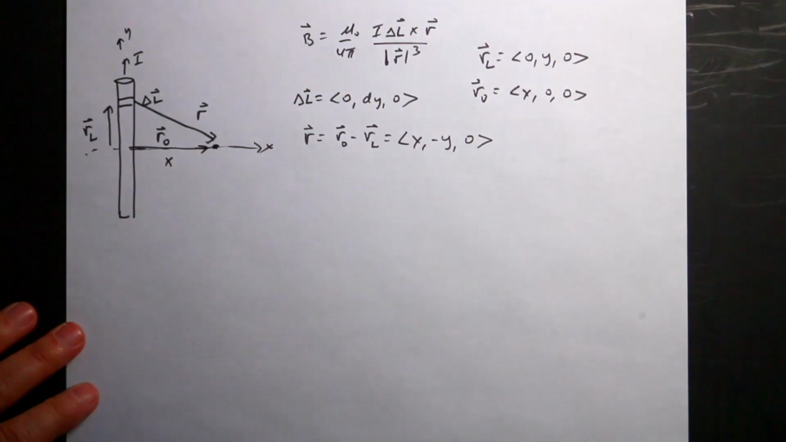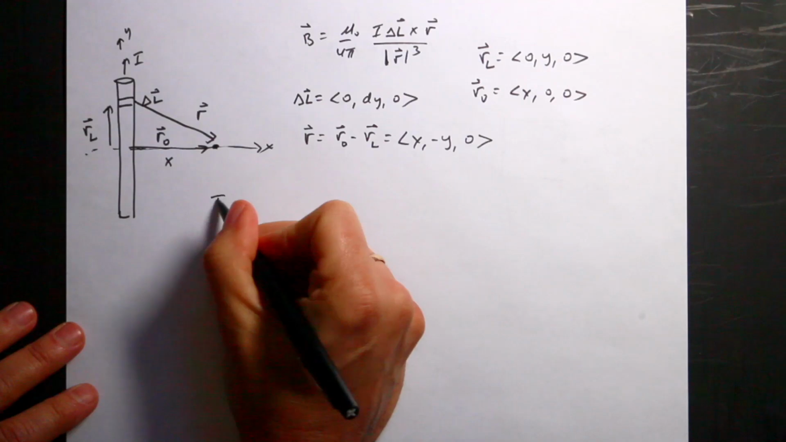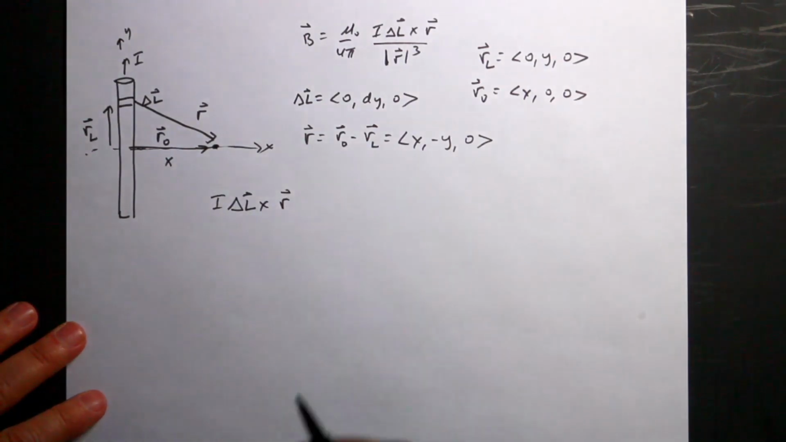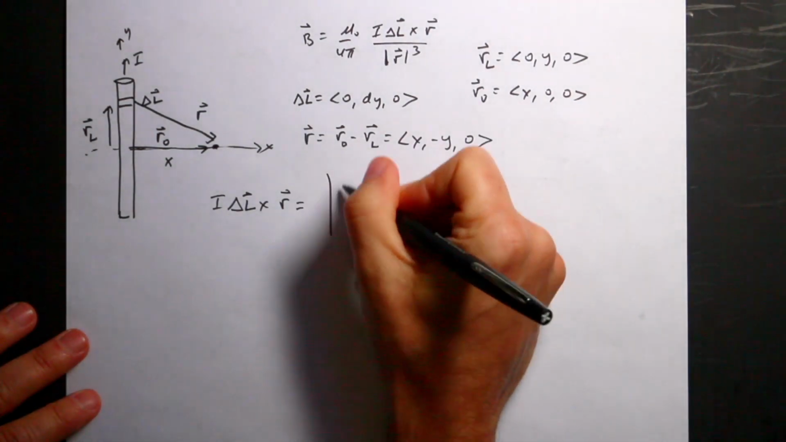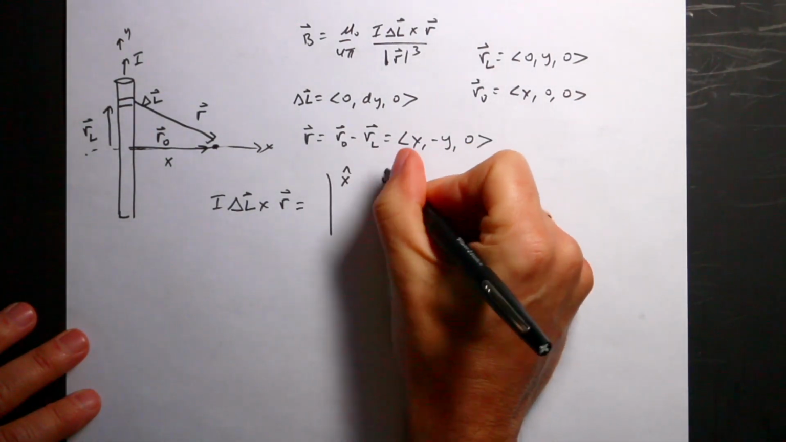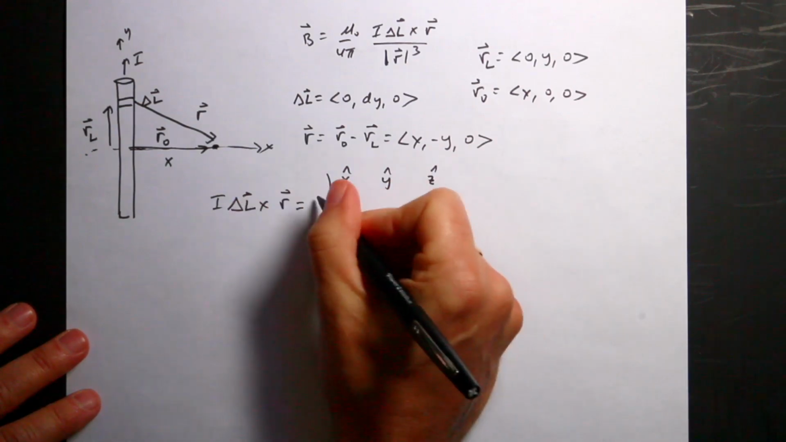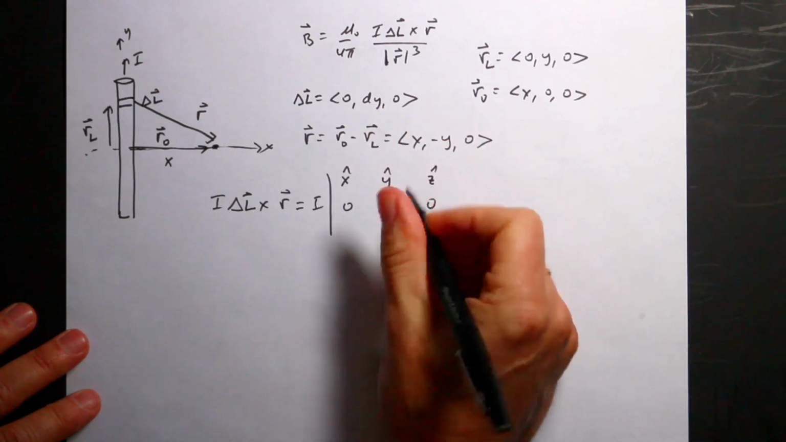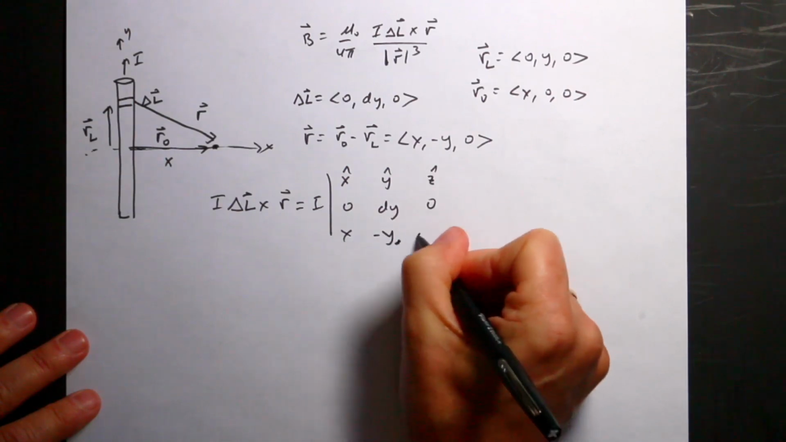That's my r. Okay, so now let's do the next thing, I delta L cross r. So that's the cross product. Now, you can memorize the cross product formula. I would be cool with that. I always memorize it as the determinant of the following matrix: x hat, y hat, z hat, and then I put my components of my I delta L. So I'm going to bring the I out front. So then delta L is 0, dy, 0, and then I have the other component x, negative y, 0.